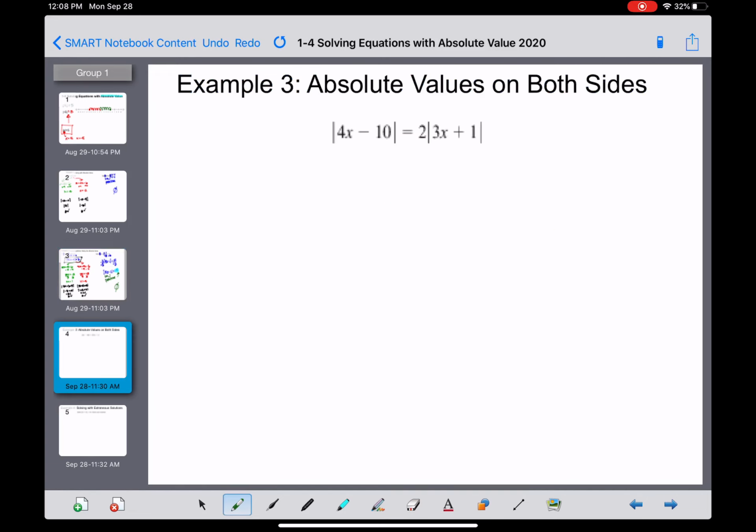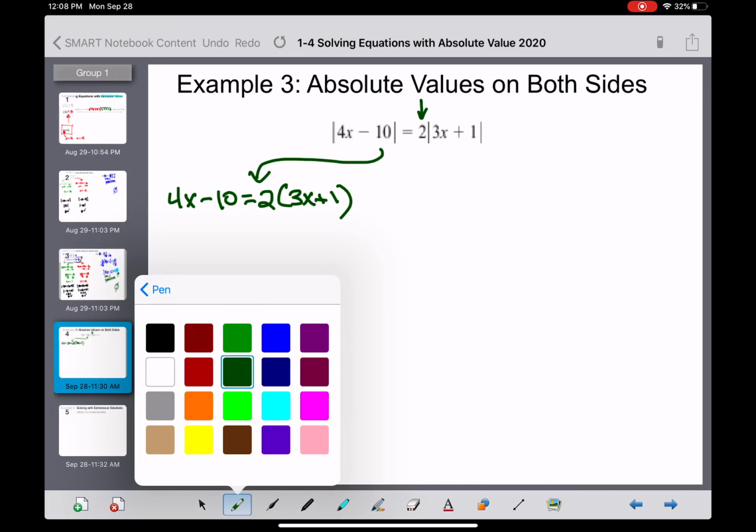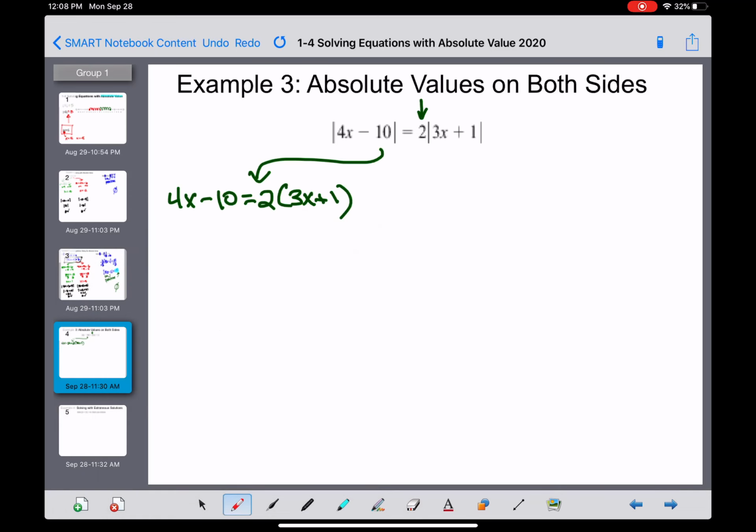Example number 3 is when we have absolute values on both sides. It is good that 2 is positive, so I don't have to worry about any special cases. So I get to split. I'm going to set 4x minus 10 equal to positive 2 times the quantity of 3x plus 1. And I'm going to solve a second time for the absolute value, where 4x minus 10 is equal to negative 2 times 3x plus 1.